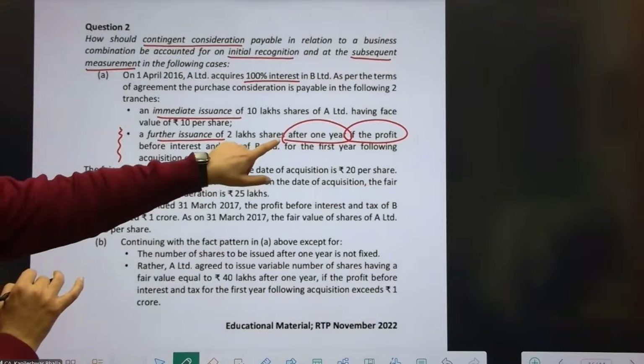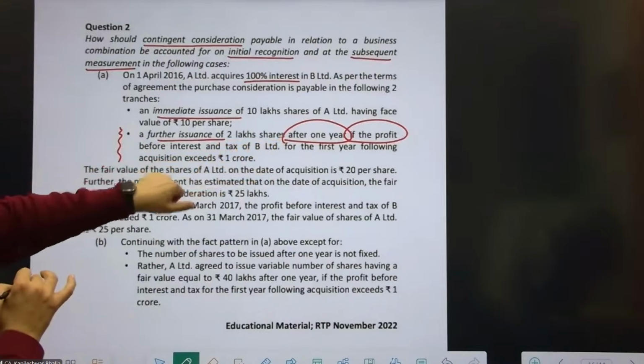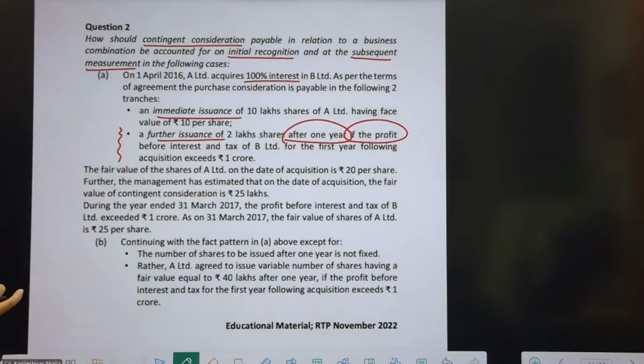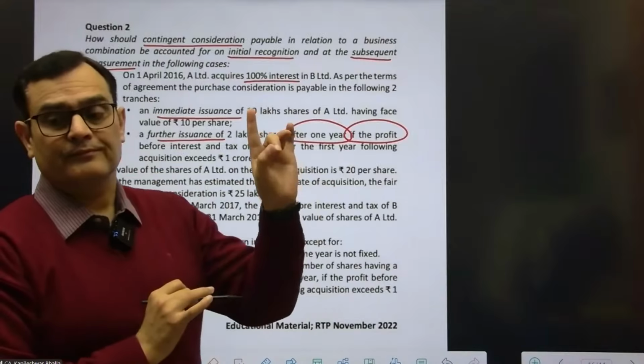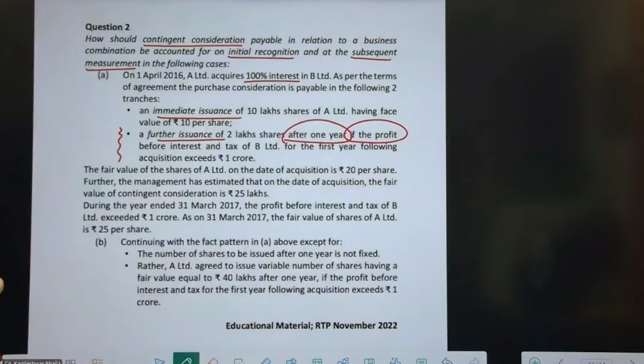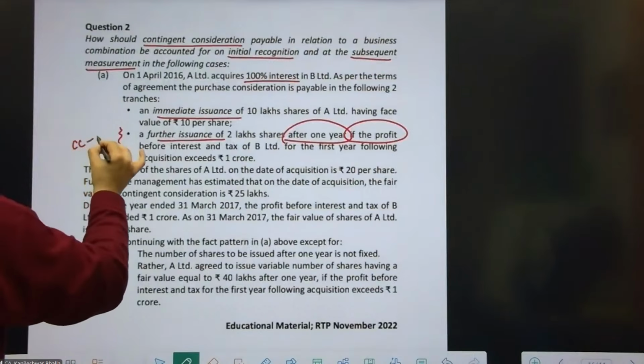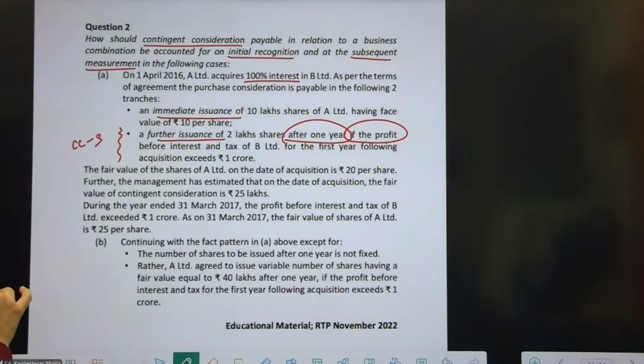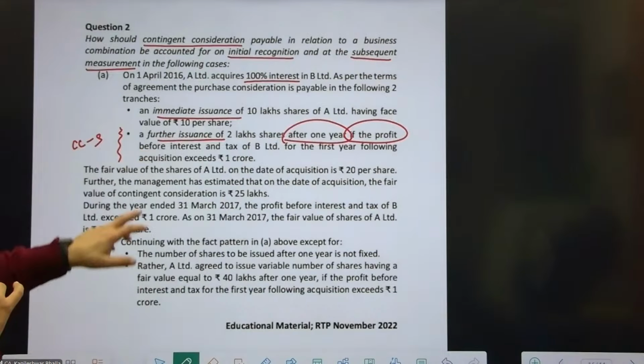After 1 year, with the conditions that the profits before interest and tax increases. CC. That's right, paid later, condition based, but it's not a service condition. So can I say it is CCS? Because the condition attached is not service, but the achievement of a profit target.